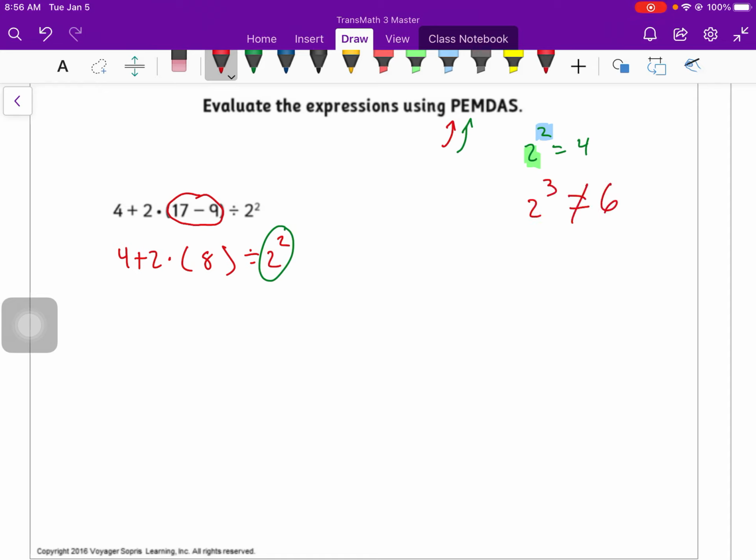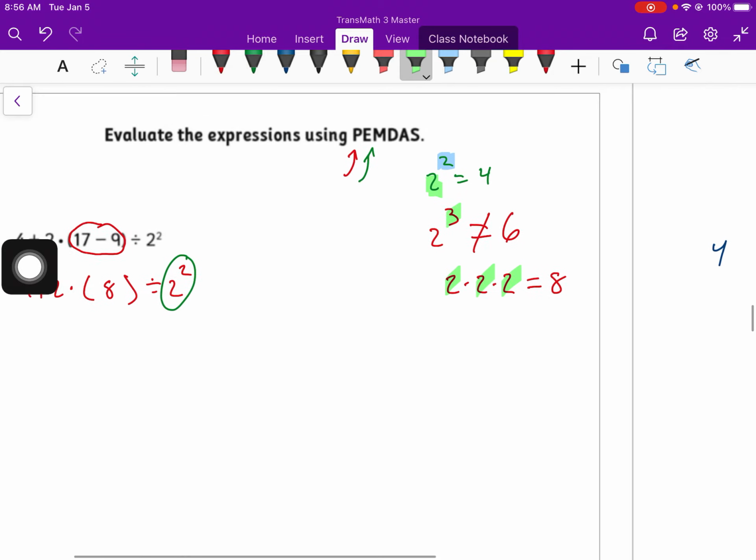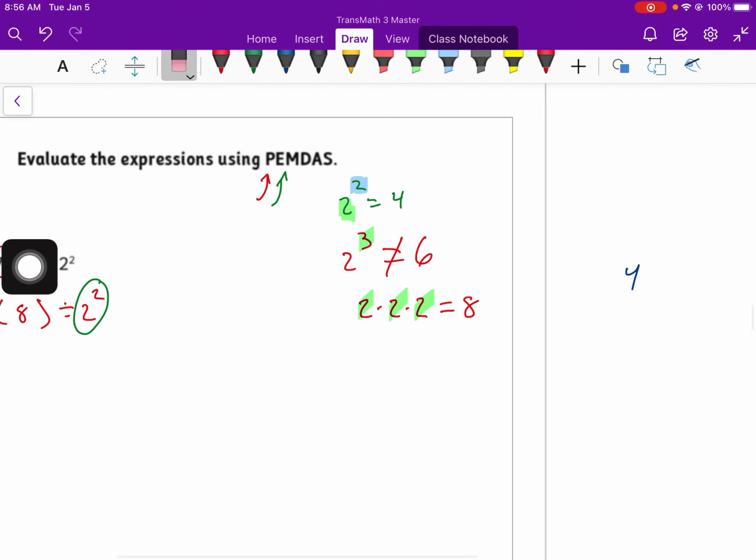If I had 2 to the third, that does not equal 6. Okay, 2 to the third just means 2 times 2 times 2, which is 8. All right, so we were saying there are 1, 2, 3 2's. All right, this works for any other number as well.